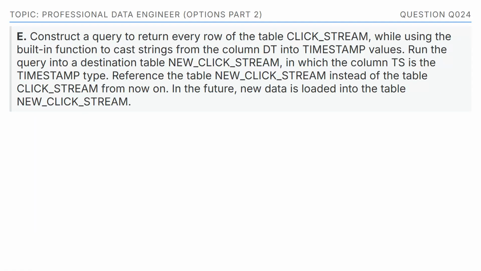The remaining option is: Option E, construct a query to return every row of the table click_stream, while using the built-in function to cast strings from the column DT into timestamp values. Run the query into a destination table new_click_stream, in which the column TS is the timestamp type. Reference the table new_click_stream instead of the table click_stream from now on. In the future, new data is loaded into the table new_click_stream.